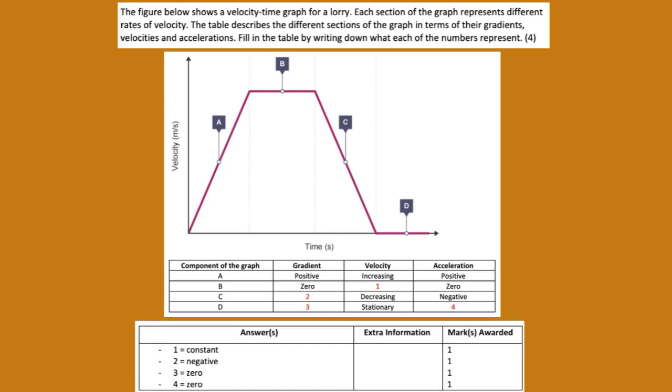So if we first look at the box labelled 1, we see that we must work out the velocity of line B. Line B has a velocity that is unchanging, which means that it is at a constant velocity.